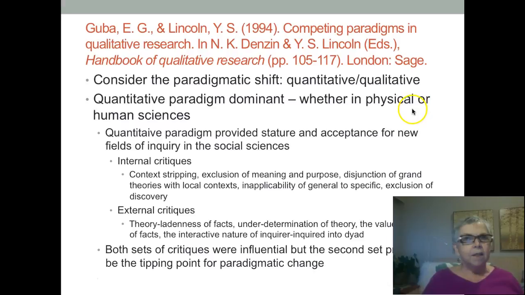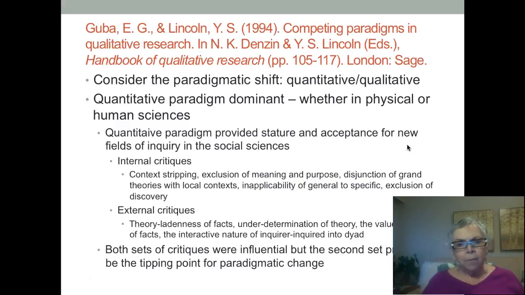The external critiques, Guba and Lincoln argue, were even more important. These are the more heavily philosophical critiques around the theory-ladenness of facts, the underdetermination of theory, that theory underdetermines context, for example, and the value-ladenness of facts: that facts, when we take them up, as you found out when you were doing your observations, are attached to values. They're attached to our beliefs, to belief systems and worldviews. And people with different worldviews may look at the same set of facts and ask different questions of them or see different things within them.